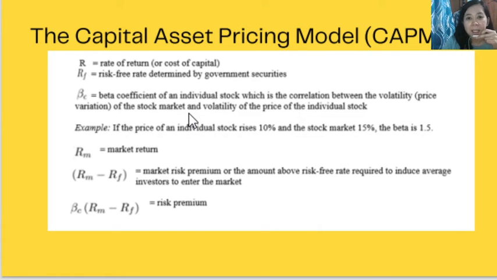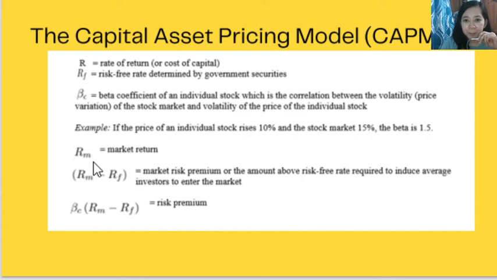Normally, this beta coefficient is also given or provided by some industry or even in the market or stock market index. For example, if the price of an individual stock rises 10% and the stock market 15%, then the beta is 1.5. This is the variation, or the percentage change.